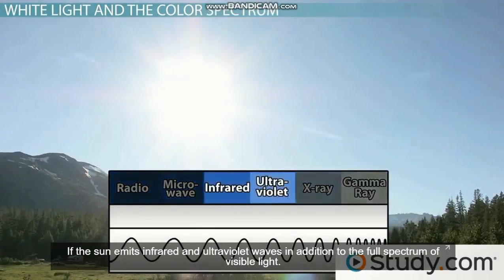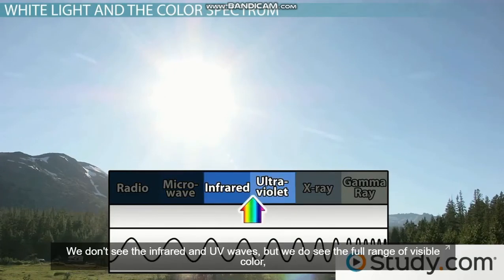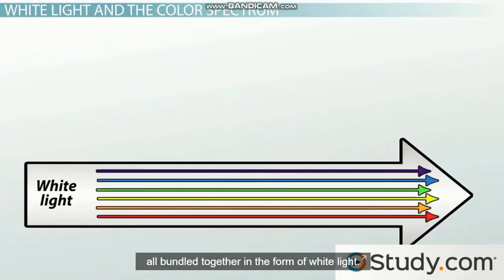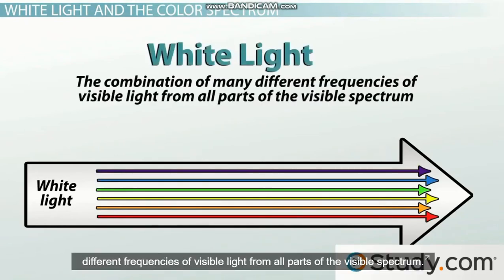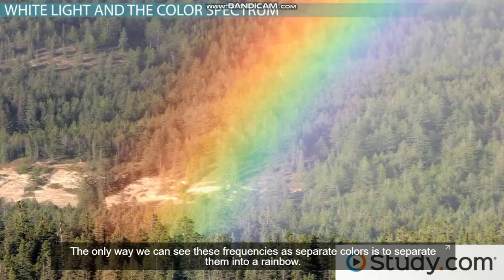The sun emits infrared and ultraviolet waves in addition to the full spectrum of visible light. We don't see the infrared and UV waves, but we do see the full range of visible color, all bundled together in the form of white light. White light is the combination of many different frequencies of visible light from all parts of the visible spectrum. The only way we can see these frequencies as separate colors is to separate them into a rainbow.